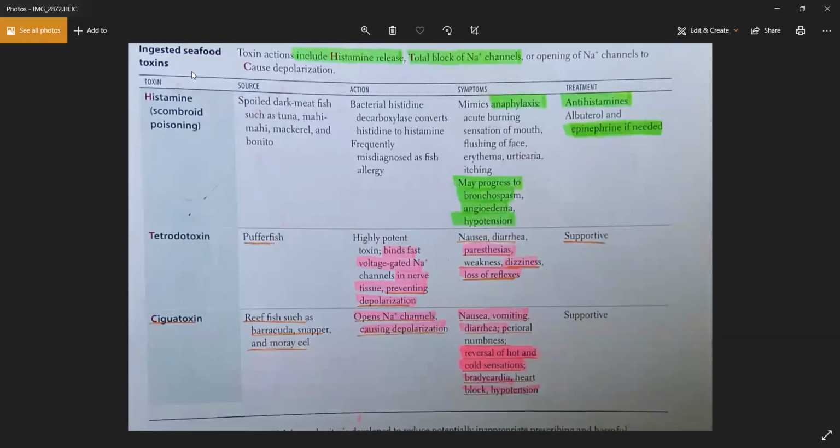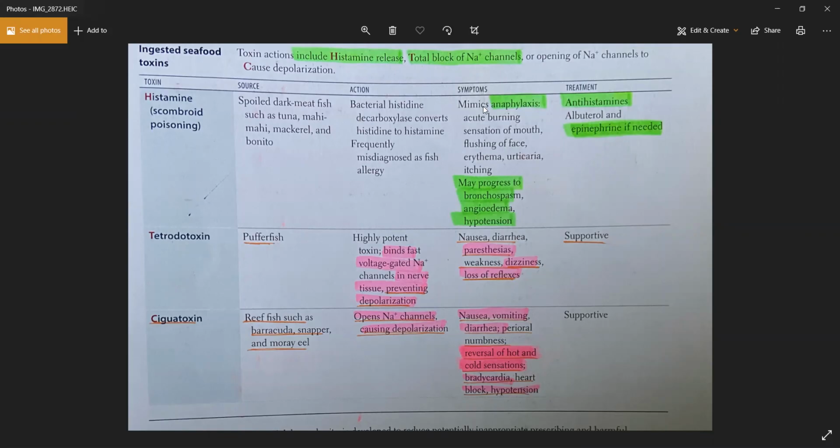First is the histamine, which is found in the dark meat fish, like the tuna, mahi, and other fish. You don't need to remember the name of these fishes. But once you get the histamine, you can get the symptoms like the anaphylaxis. You will get the vasodilation, facial flushing, itching, bronchoconstriction, bronchospasms, angioedema, and hypotension. Facial flushing, itching, erythema, bronchospasm or the respiratory distress, angioedema, and the hypotension.